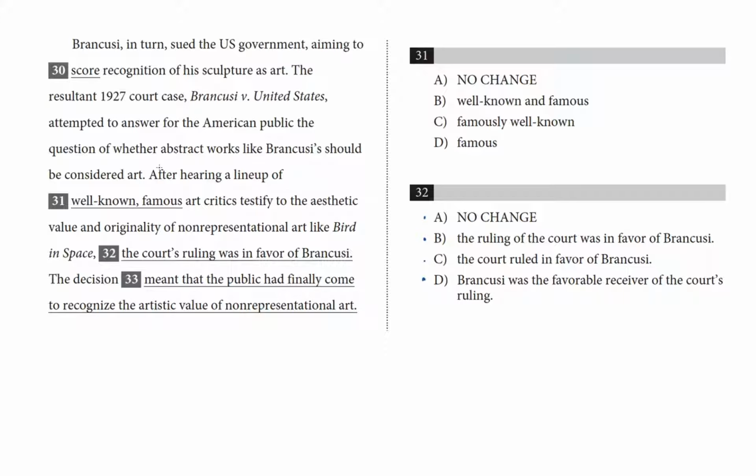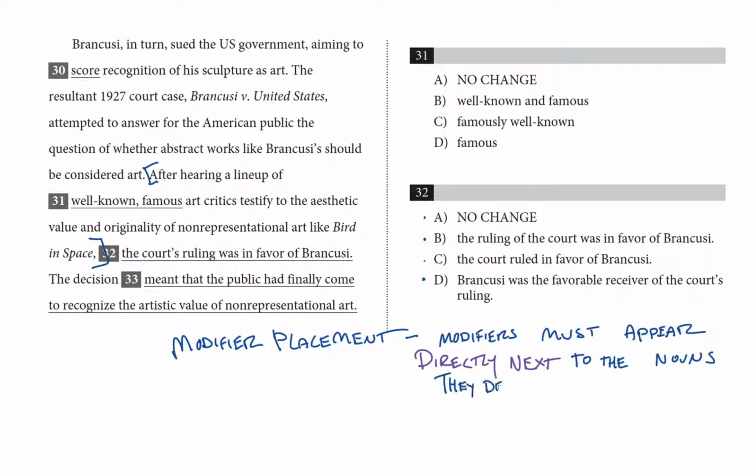Well, the lead-in to the underlined portion is this big introductory comma, right? After hearing a lineup of well-known famous art critics testify to the aesthetic value and originality of non-representational art like Bird in Space, comma. So that whole thing is one big description. And now I know what this question is asking, because we have to figure out what word that introductory descriptive phrase is describing. We're being asked to correct an error in modifier placement. Modifiers are words like adjectives and adverbs, but they can also be longer phrases, like this big explanatory comma in this question. Modifier placement is the principle that modifiers must appear directly next to the nouns they describe.